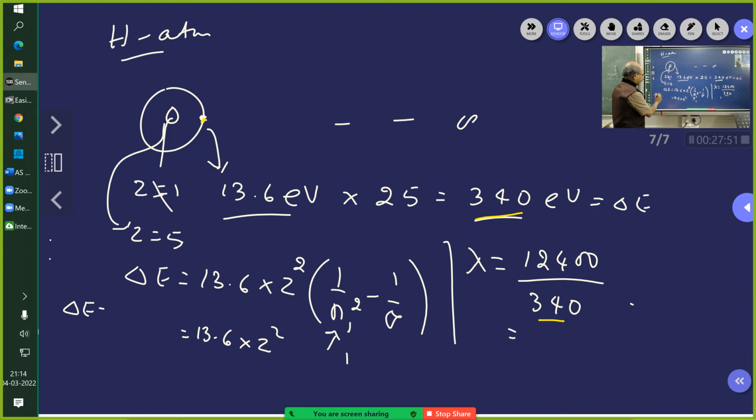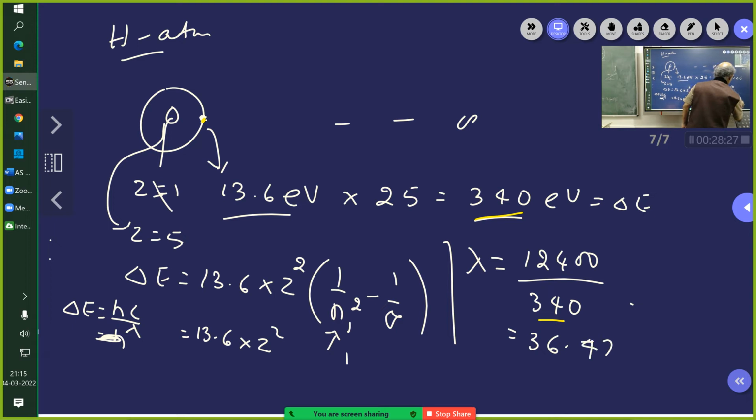Delta E is equal to hc by lambda. So the value of hc is 12400, divided by 340. What will you get here? 36.47. Excellent, that's right. 36.47 angstrom.